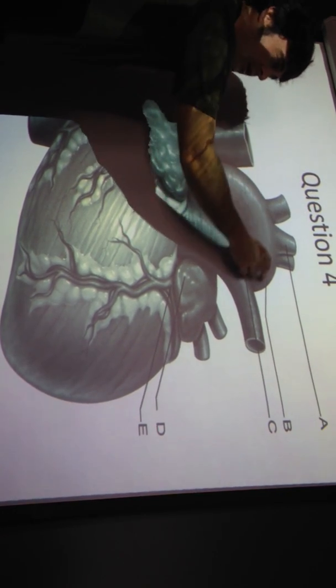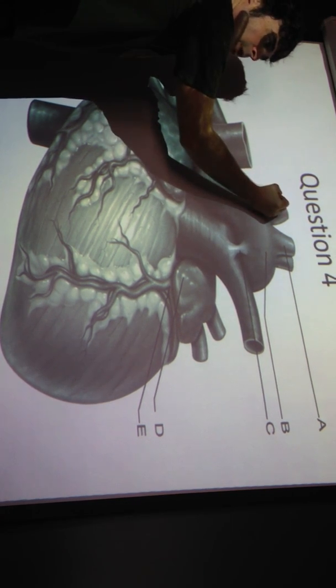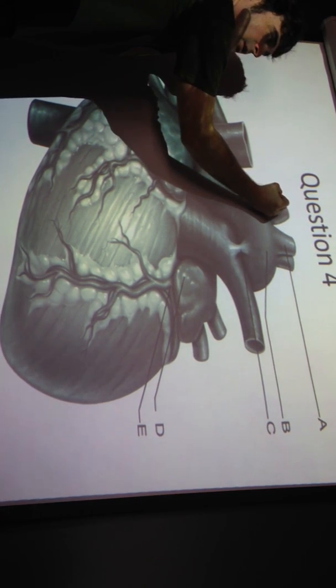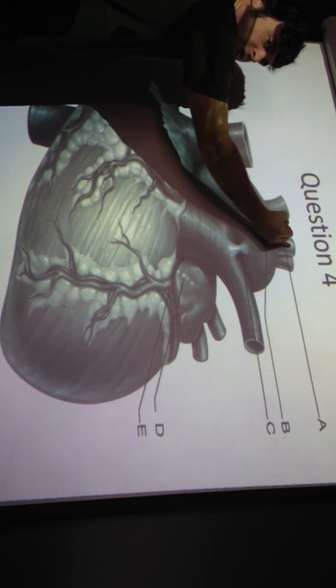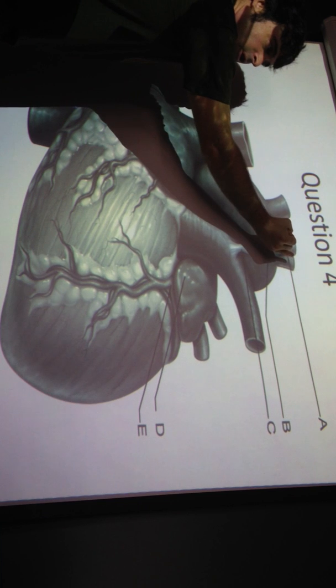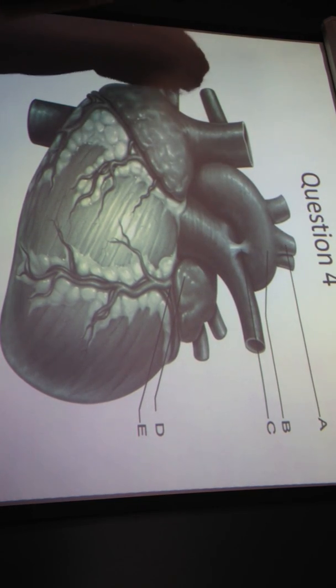And then this area here is the aortic arch. And then you have the first branch off the aortic arch, which is the brachiocephalic trunk. The second branch off the aortic arch is the left common carotid artery. The third branch off the aortic arch is the left subclavian artery.